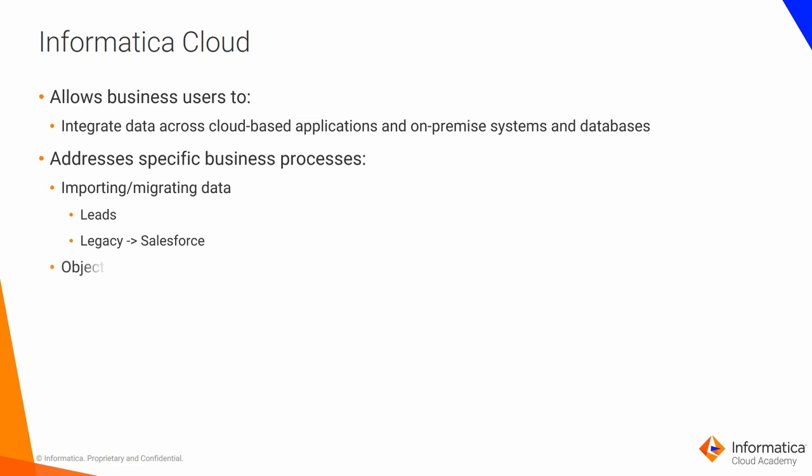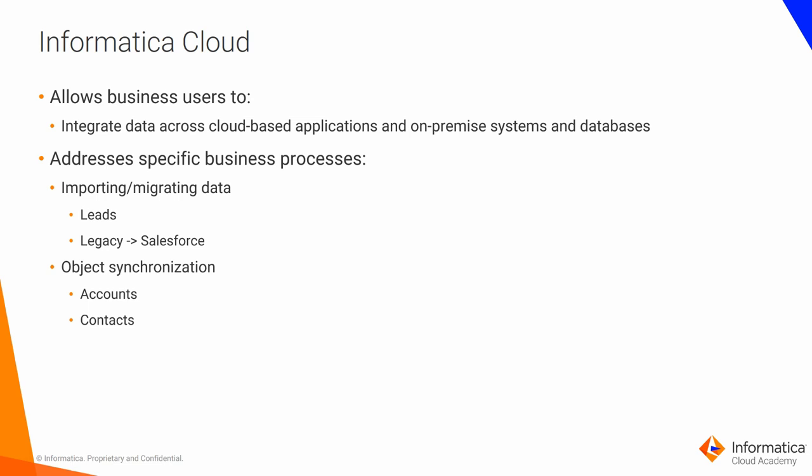The second is object synchronization. This is the number one category of business processes that our customers are using Informatica Cloud for. So it is very common that you would have account data and contact data in one system, say Salesforce, as well as in another system, be it an accounting system or a billing system. So you would have information about your customers in each of these systems that would need to be synchronized.